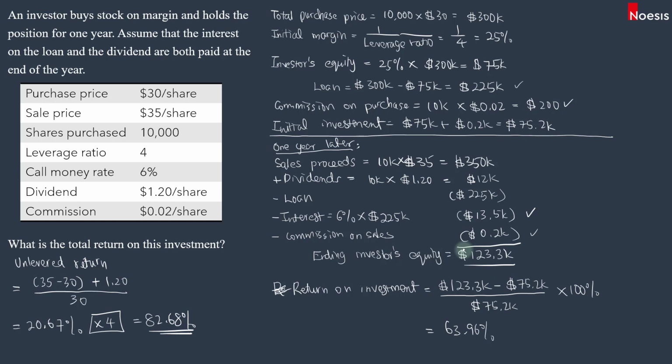So that's how we calculate the total return on a leveraged stock position. A few things to keep in mind is that there will usually be a commission on purchase and a commission on sales. So remember, when you factor in commission on purchase, you have to add it to the investor's equity. But at the end, when you factor in the commission on sales, you will have to subtract.